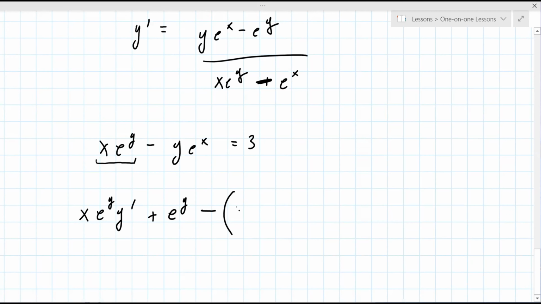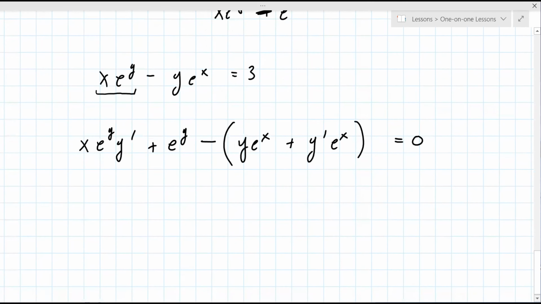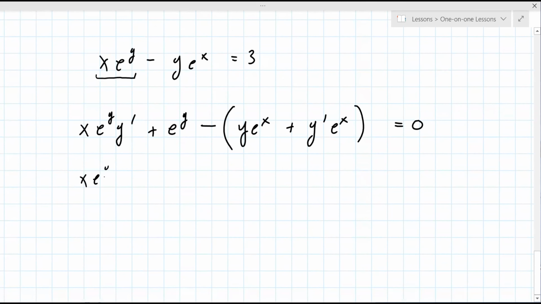It's keep the first, derivative of the second, plus the derivative of the first, which is y prime, keep the second. So if you didn't distribute your negative, that could potentially have led to this problem. Okay. Yeah, that's probably why.